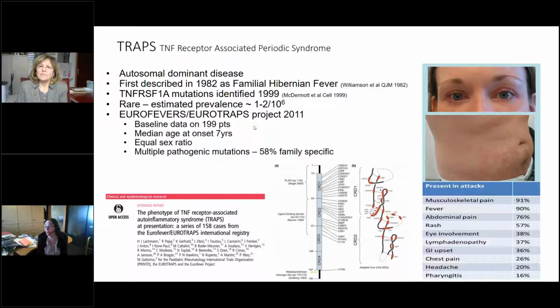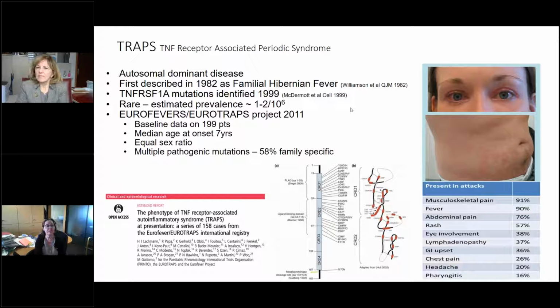It was first described in the United Kingdom in 1982 as familial Hibernian fever, which was a bad joke. Hibernia is an ancient term for Ireland, and the first families had Irish ancestry, and this was meant to reflect familial Mediterranean fever. The genetic cause was identified by Michael McDermott when he was working in Dan Kastner's lab in 1999, and it was found to be due to mutations in the TNF receptor superfamily 1A.